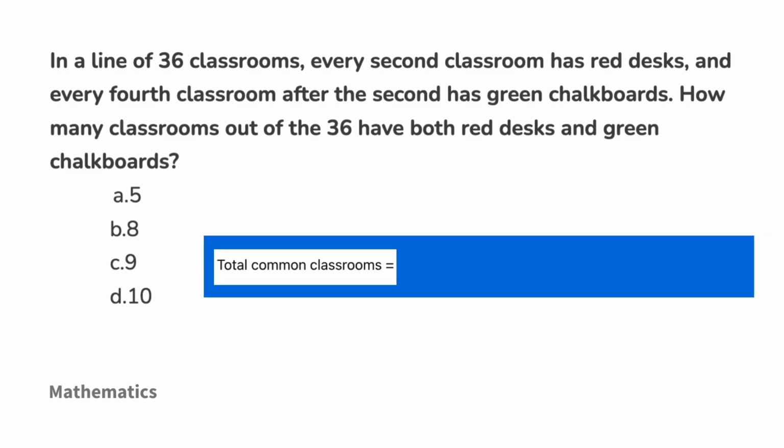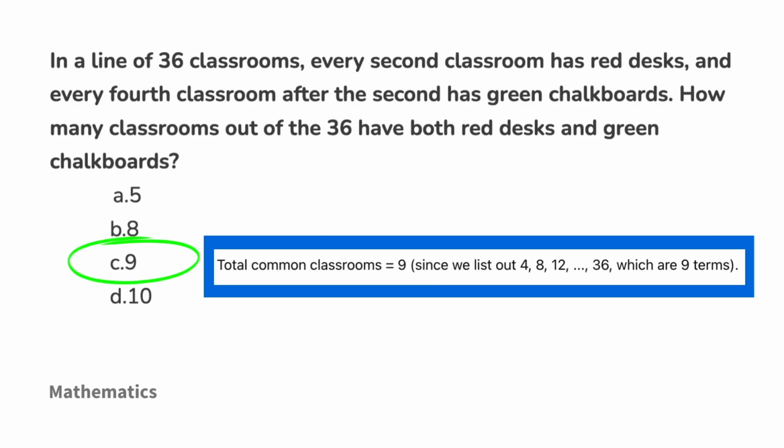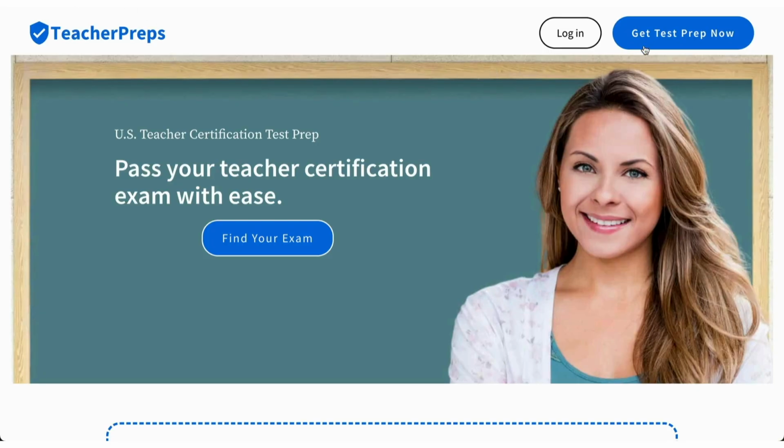Knowing this, we'll count all of the terms that are alike, meaning they have both the red desks and green chalkboards. These classrooms are those at every fourth position starting from 4. So the total classrooms is 9, since we list out 4, 8, 12, all the way to 36, which are 9 terms. All right, excellent. 9 classrooms have both red desks and green chalkboards. Excellent. Moving on. That was the end of our math section.